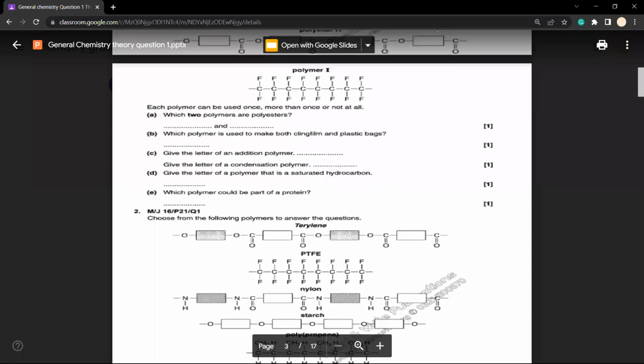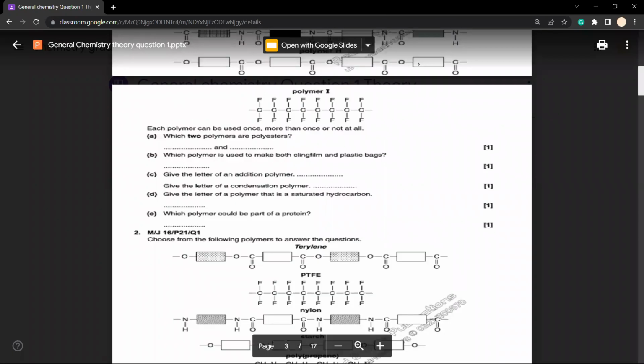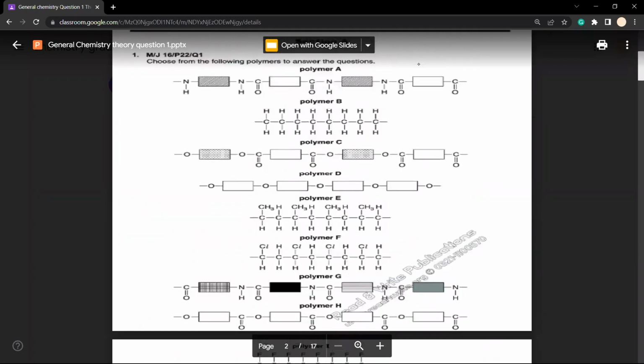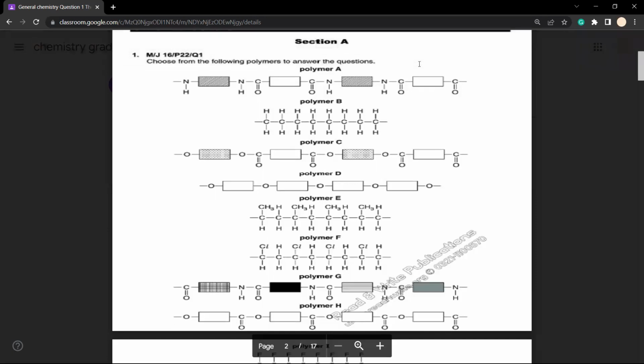Now the question says that each polymer can be used once, more than once, or not at all. Which two polymers are polyester? So we have to pick up the polymers which have the C double bond O and O linkage present. Let's see which of them has got this linkage. Then we'll be writing their names here as the answer to part A. For that, I'll be going up and checking. So the answer is going to be polymer C and polymer H, because C and H have got an ester linkage.